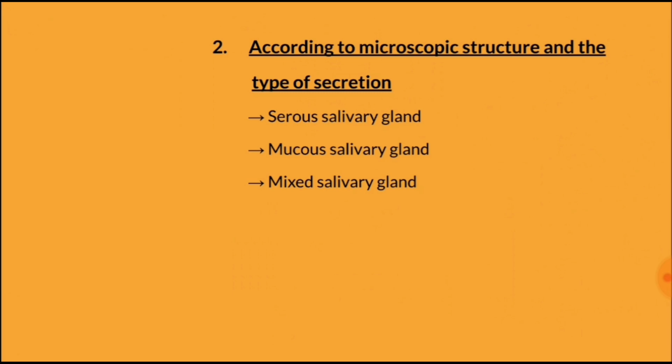The next classification is based upon the microscopic structure and the type of secretion the gland is secreting. Based upon microscopic structure and the type of secretion, there are three types: serous salivary glands, mucous salivary glands, and mixed salivary glands.